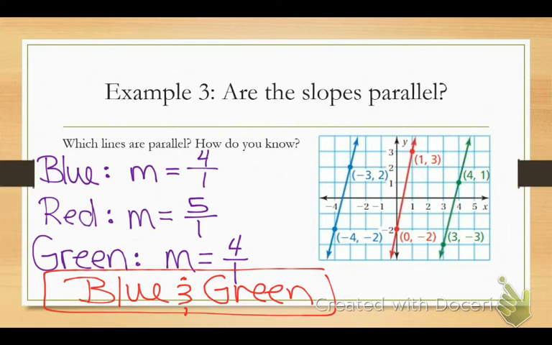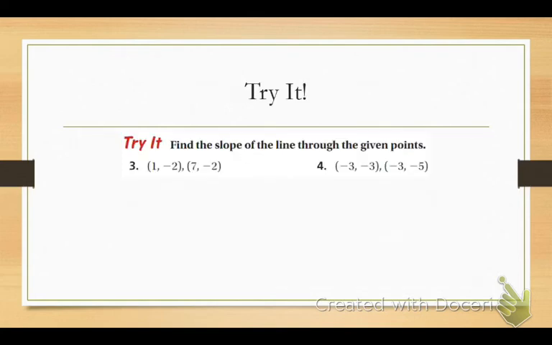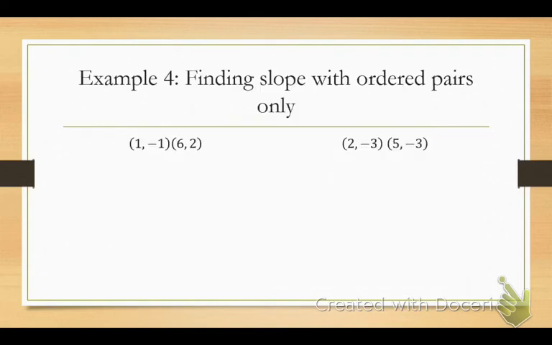Any questions on slopes of parallel lines? Okay. So up until this point, we've had a graph to look at. When we have a graph to look at, we're going to do rise over run. But what if we don't have a graph? What if all we have are ordered pairs?